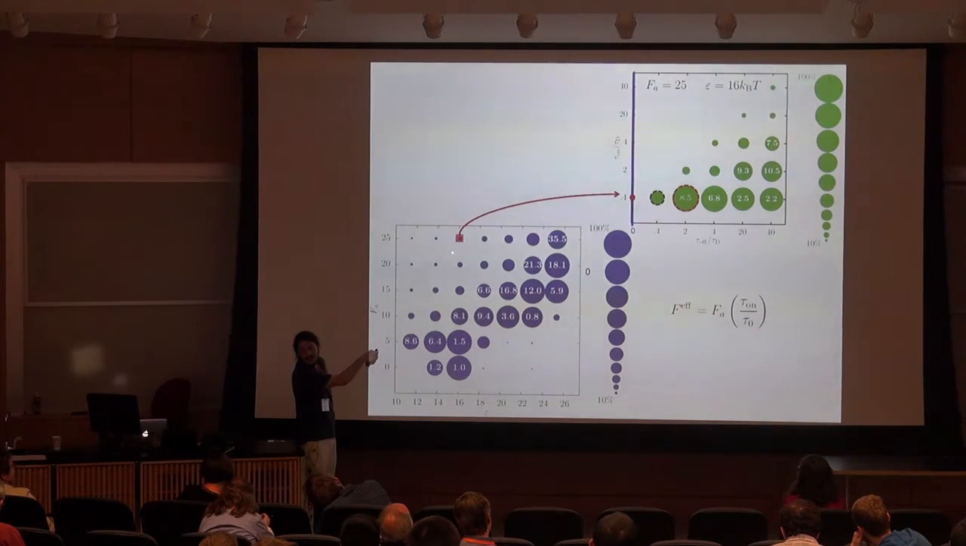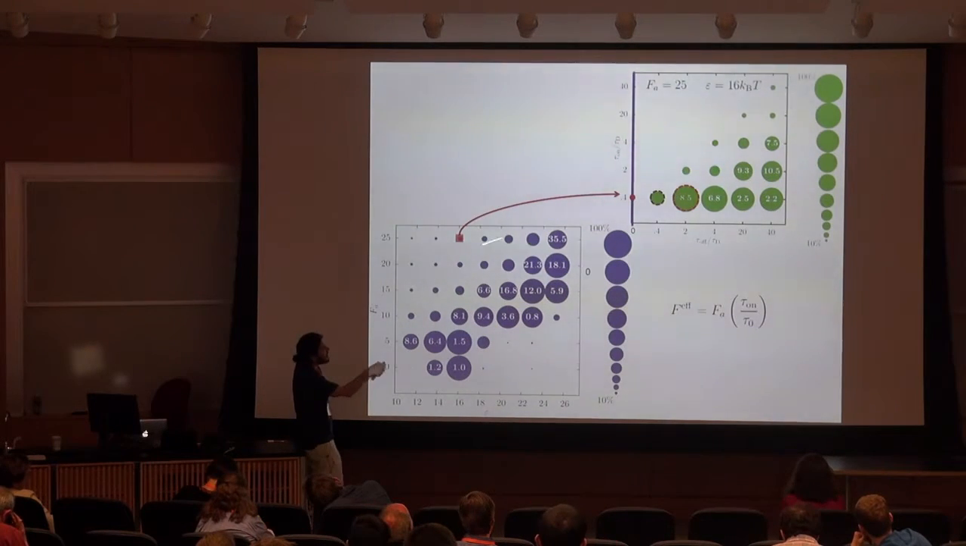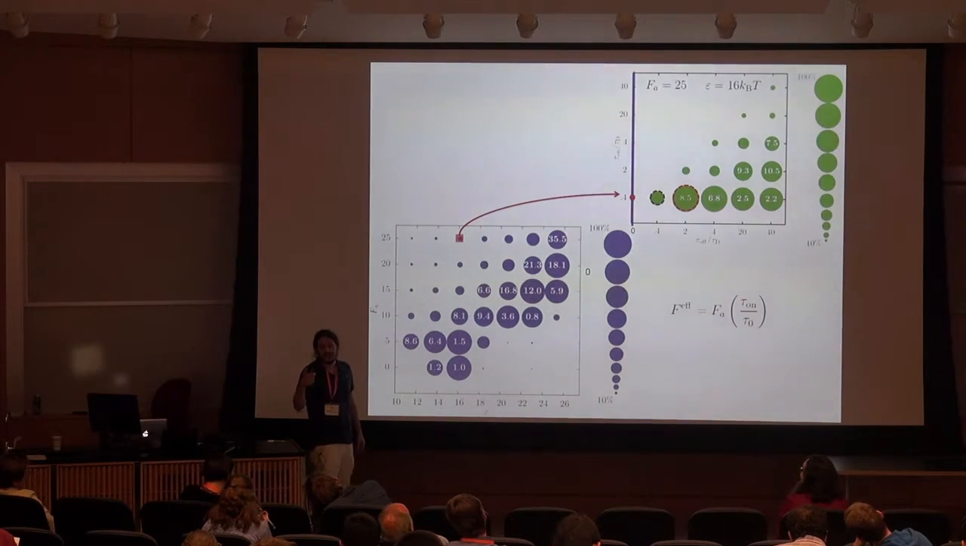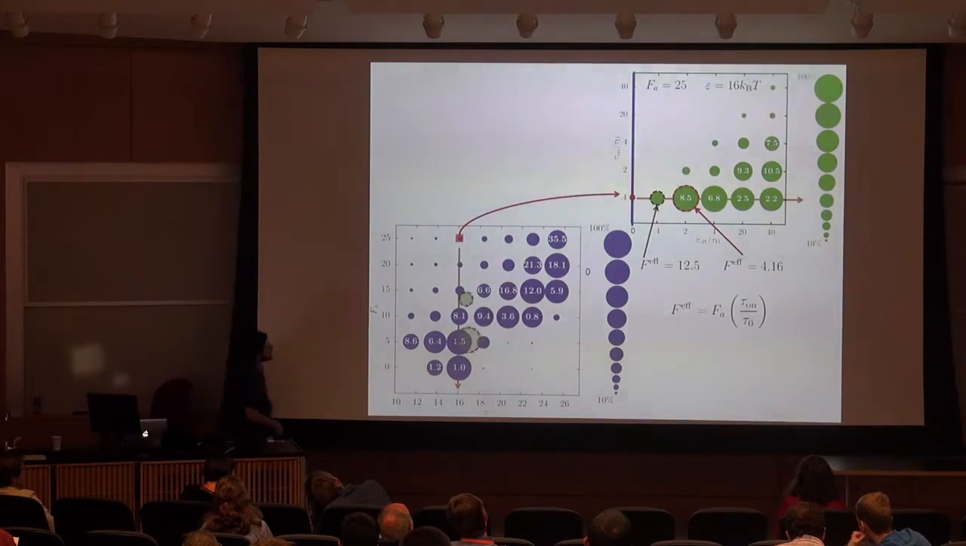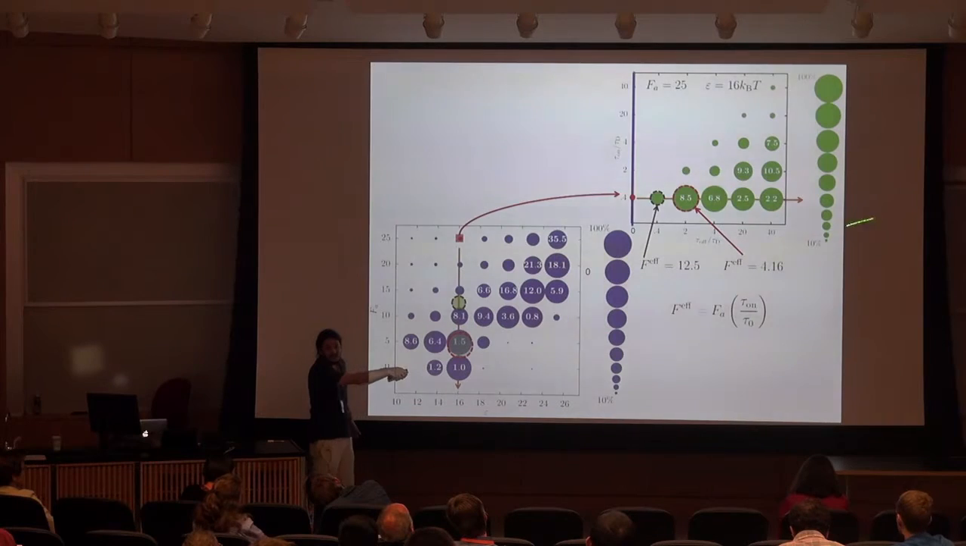If this idea of effective propulsion is actually true, what should happen is that these points here should lie along this line, because what I'm doing when I'm switching relatively fast is just effectively changing the force. There you go. That's what you would expect for a simulation of a roughly constant force, which is going to be, for example, 4.16.